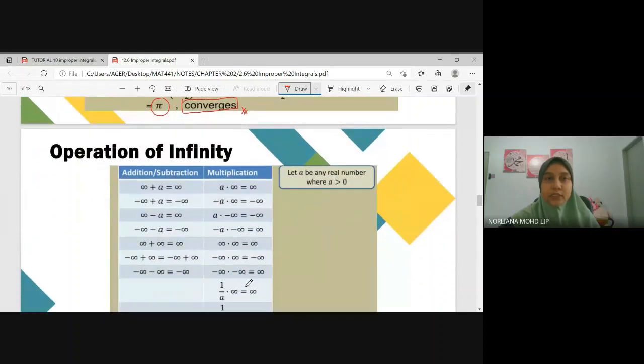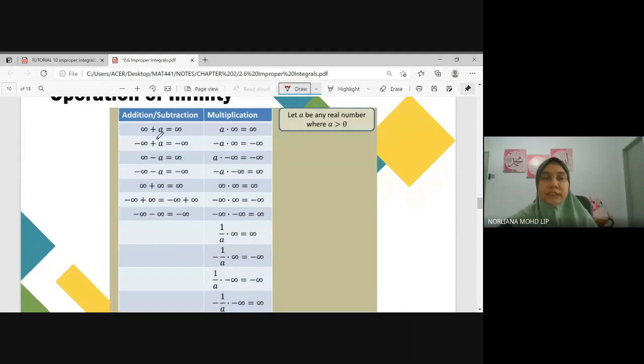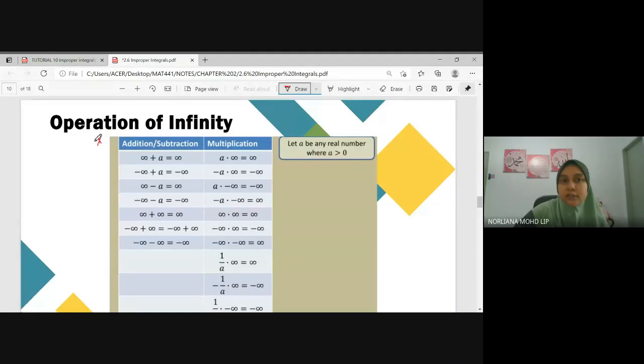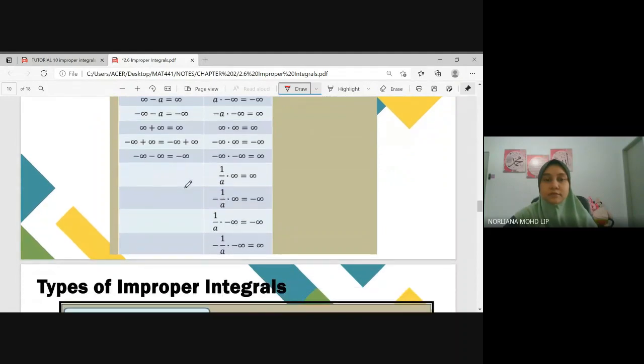So this is the formula for operation of infinity. Ni you boleh tengok sini for addition and subtraction and also multiplication of infinity. Macam yang tadi lah. Kalau dapat infinity plus real number, we get infinity. So infinity tu diverge. Boleh tengok ni negative infinity plus a real number is negative infinity. Yang solution untuk ni pun nak kena take note jugalah operation dia, the sign for infinity. Take note untuk ni.